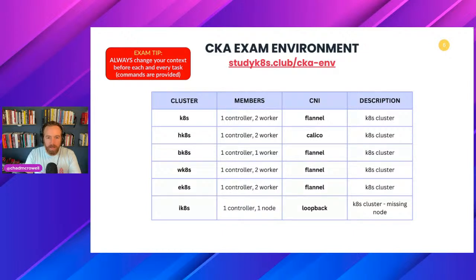So these clusters are configured with either the Flannel CNI or the Calico CNI. CNI, again, is the container network interface, which allows the pod-to-pod communication in the cluster. And so you will have different tasks based on whatever CNI that is. And the very last one is called loopback CNI, which is actually not a CNI at all. It just indicates that you may need to install a CNI for that task when you're working on this cluster, and or you may need to take that missing node and add that node into the existing cluster.